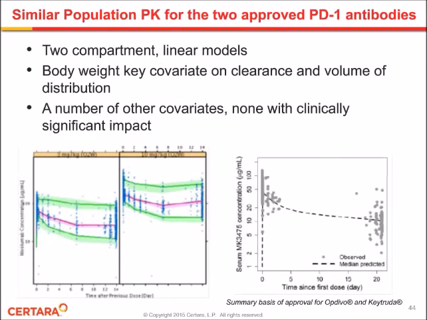So the population PK for these two approved PD-1 antibodies, not completely surprisingly, is really very similar. Both are well described by two-compartment linear models. For both antibodies, body weight is a key covariate on both clearance and volume of distribution. Then, as a result of covariate searches, a variety of covariates came up as being statistically significant because both analyses were supported by large data sets. However, none of these covariates were found to have any clinical significant impact.